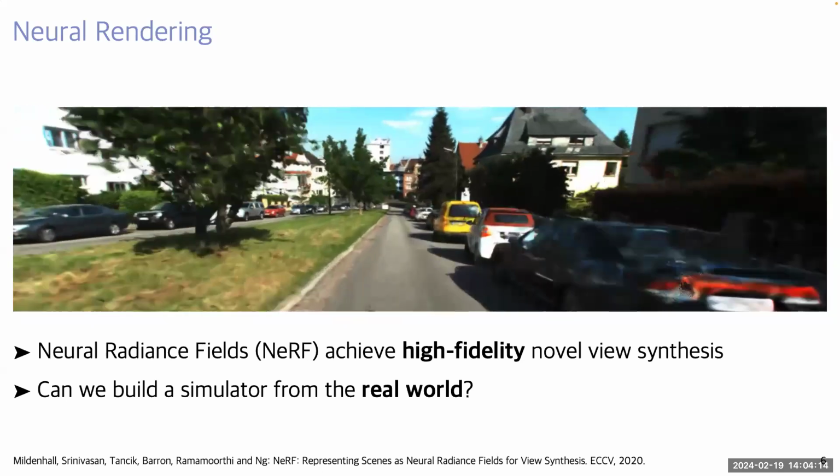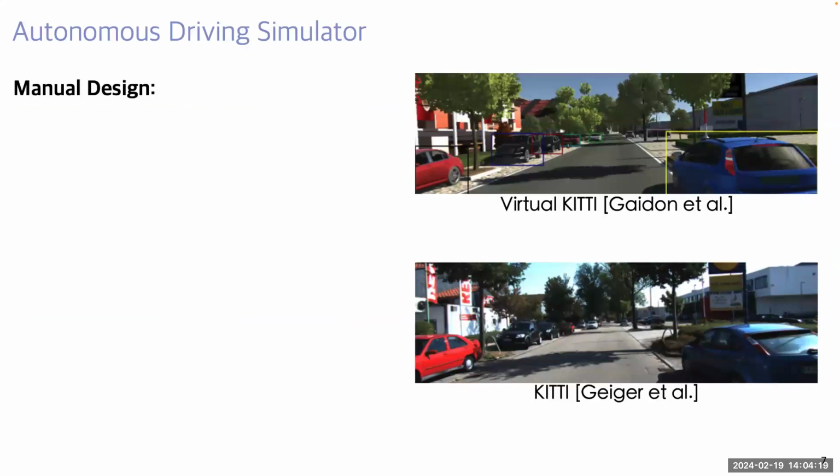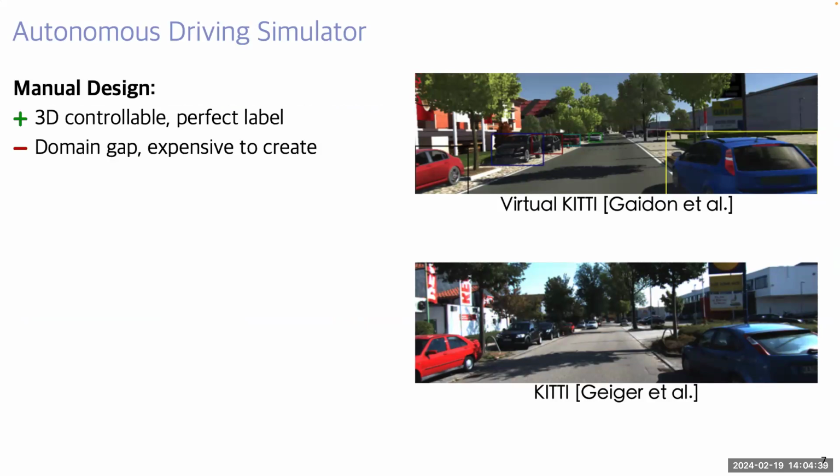So can we build a simulator from the real world using neural rendering techniques? Let's think again. For manual design, the advantage we have is that it's fully 3D controllable, and it has perfect 3D labels as well as 2D labels. As we have seen in this CARLA example, it provides per-pixel accurate semantic and instance labels, which are important to train and also to evaluate autonomous driving algorithms. However, there's a domain gap to the real world, and it's expensive to create.